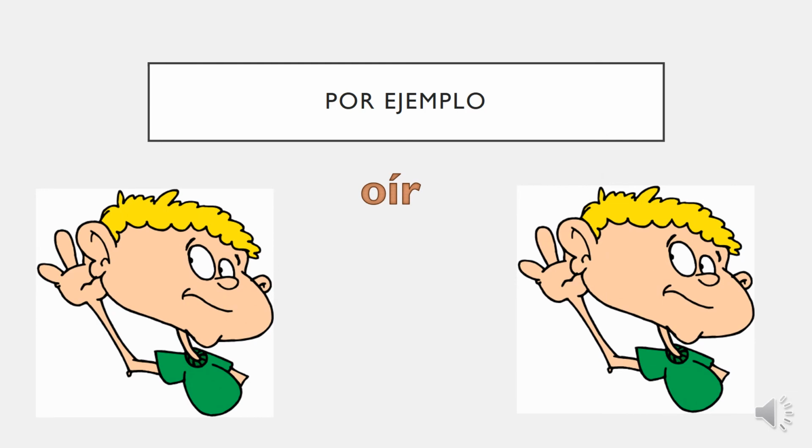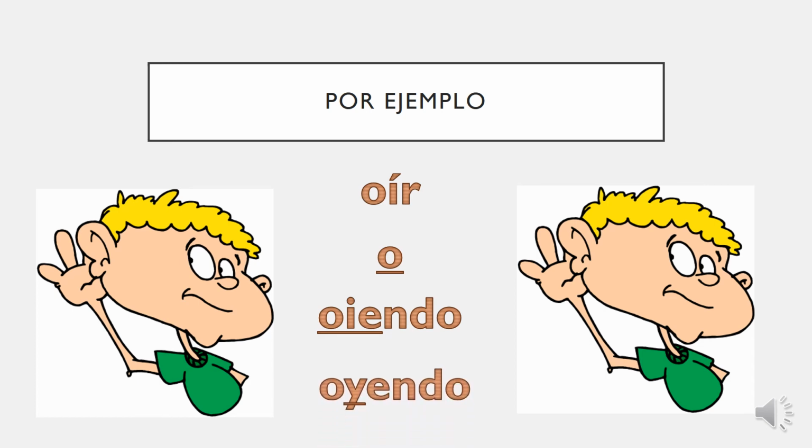Let's take a look at one more example, the verb oír. This is kind of a weird verb. So the first thing I do is take off my -IR, which leaves me with the vowel O. It's okay. Then I add -iendo. So see, I have those three vowels again. So I'm going to have to change my I to Y, and I get oyendo.